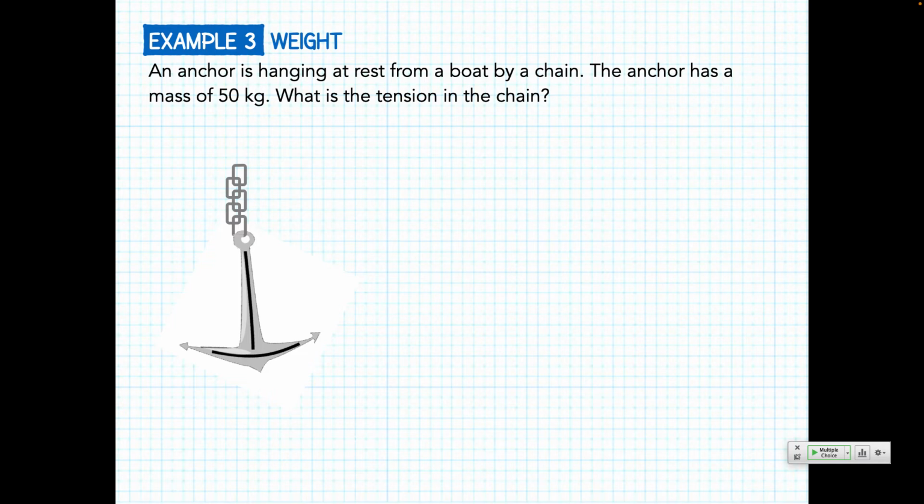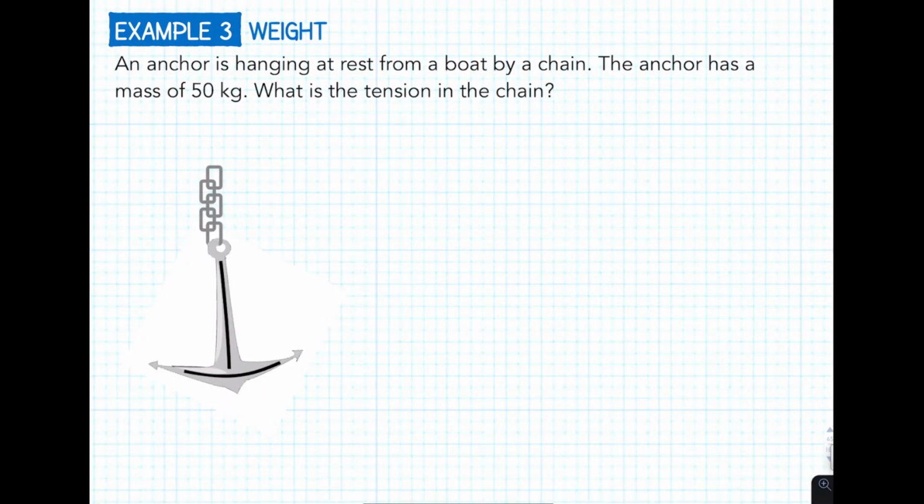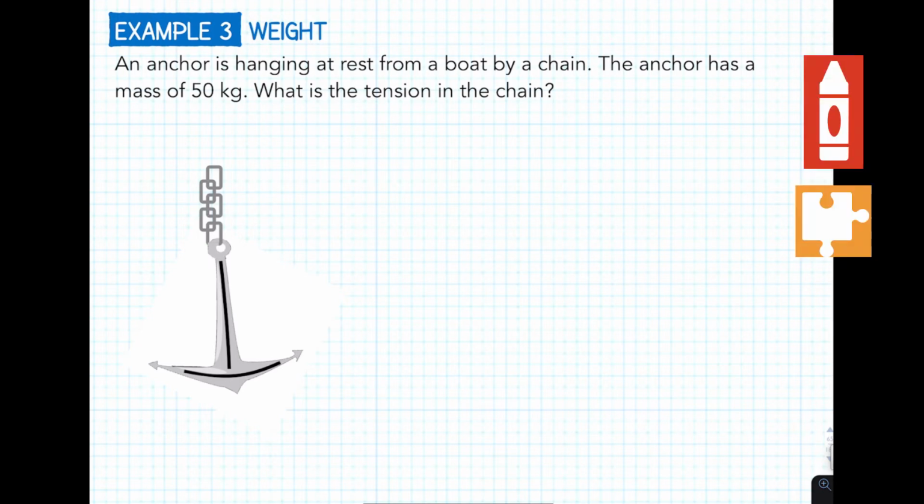All right, we're gonna try a problem. I'm gonna do this one for you, I guess. That's how this works. So hang on, I'm getting there. Okay, so we have an anchor hanging from a boat by a chain. This is a nautical problem. So the anchor has a mass of 50 kilograms, and we want to know the tension in the chain. Okay, so we'll draw our forces.